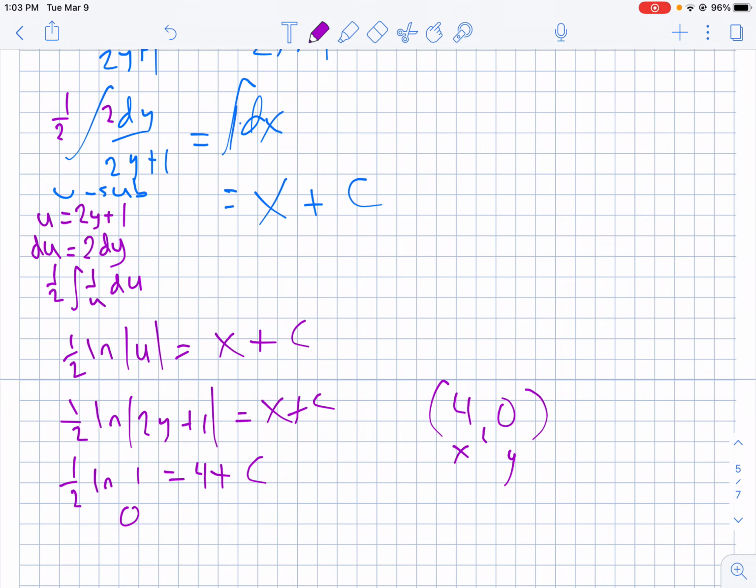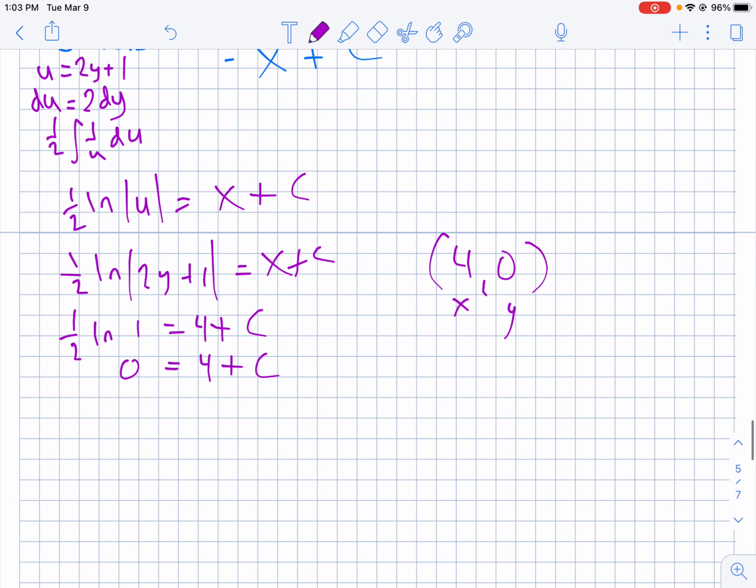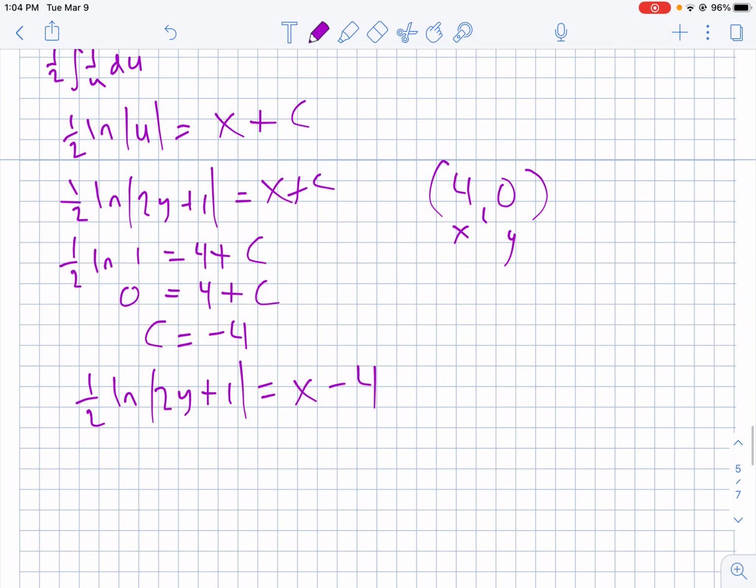The ln of 1 is 0, so that helped us out really nicely. That just tells us that my c is -4. So I get 1/2 ln of (2y plus 1) equals x minus 4. Okay, now we've got to solve for y. That's my goal. So let's unpack this a little. We'll multiply by 2. So ln of (2y plus 1) equals 2x minus 8.